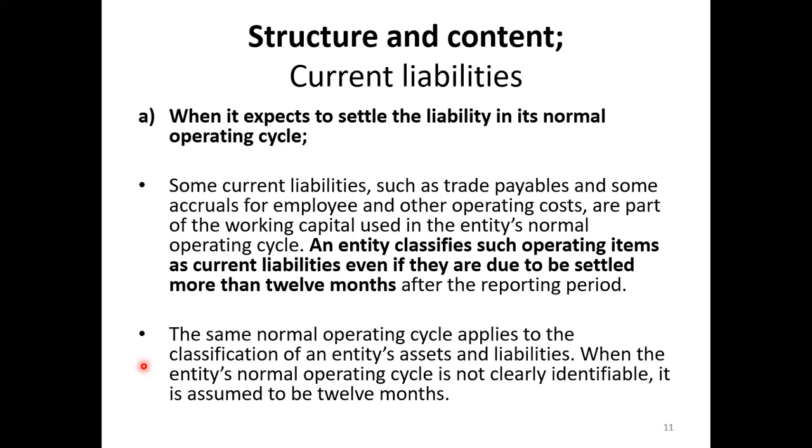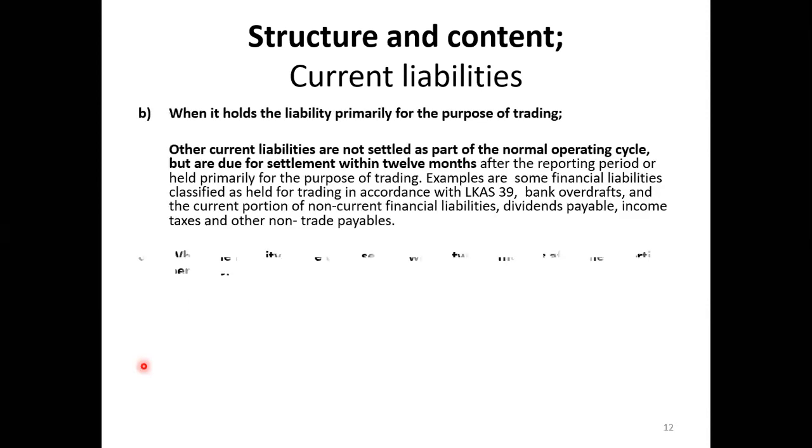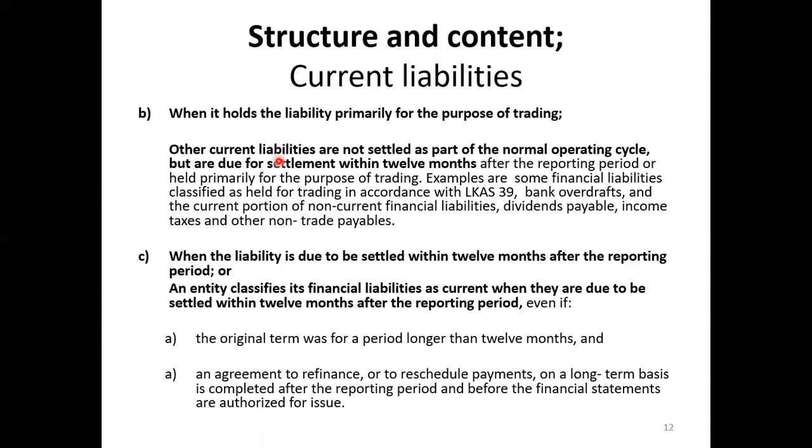When the entity's normal operating cycle is not clearly identifiable, it is assumed to be 12 months. And it should be assumed to be 12 months. The next criterion: when it holds the liability primarily for the purpose of trading. So earlier on we have discussed operating cycle. Now we are talking about trading.